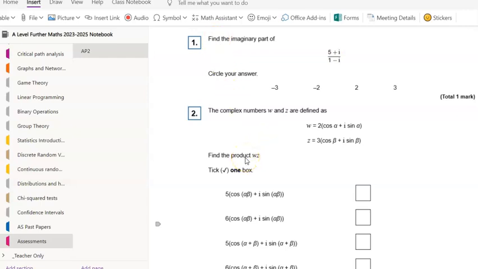Hi all! I'm just going to go through the solutions to the AP2 for you because I'm not there today. I'm here, but I'll pop in and see you, but I'm not there.